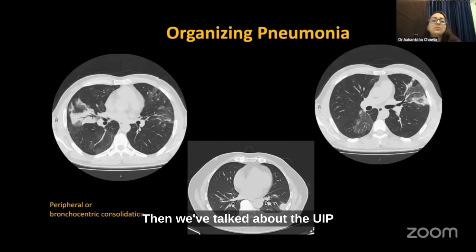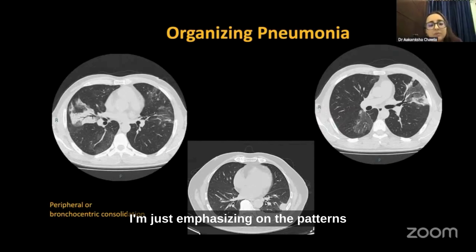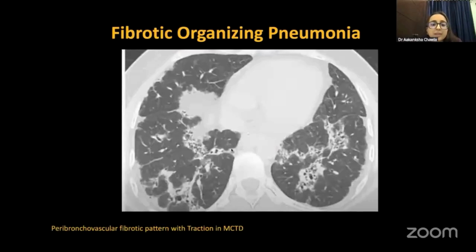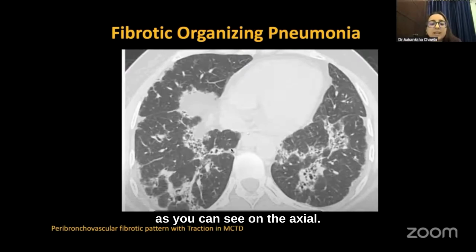Then we've talked about the UIP pattern. We've talked about the NSIP pattern. Let's also look at the organizing pneumonias. So these would have peripheral and bronchocentric consolidation. Right now I'm just emphasizing the patterns and their association, how we see them in connective tissue diseases. Now, this is a case of fibrotic organizing pneumonia with a peribronchovascular fibrotic pattern, as you can see on the axial cut.